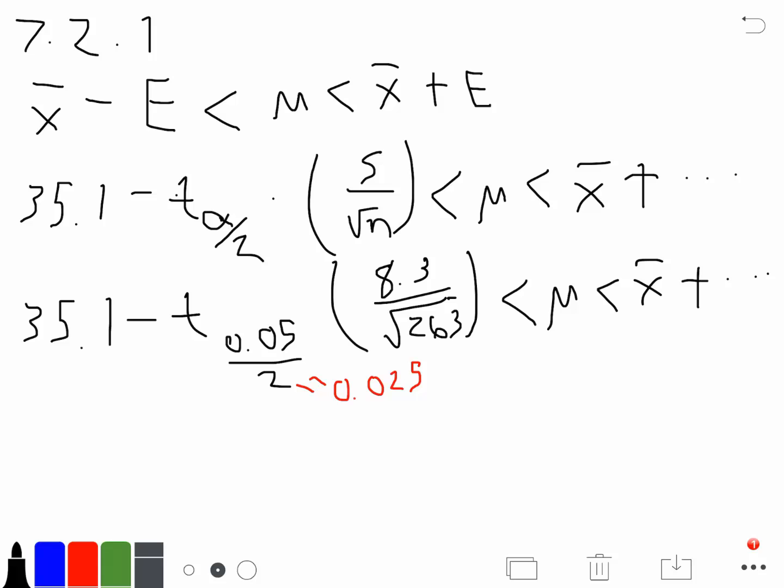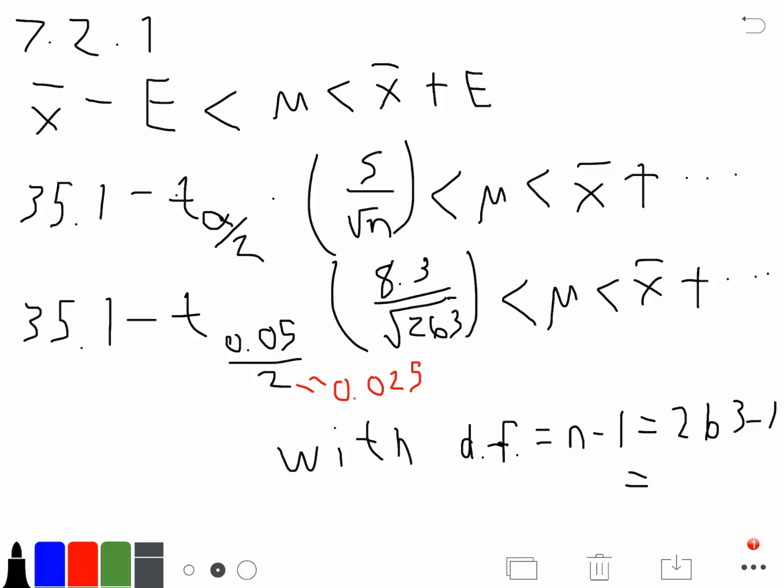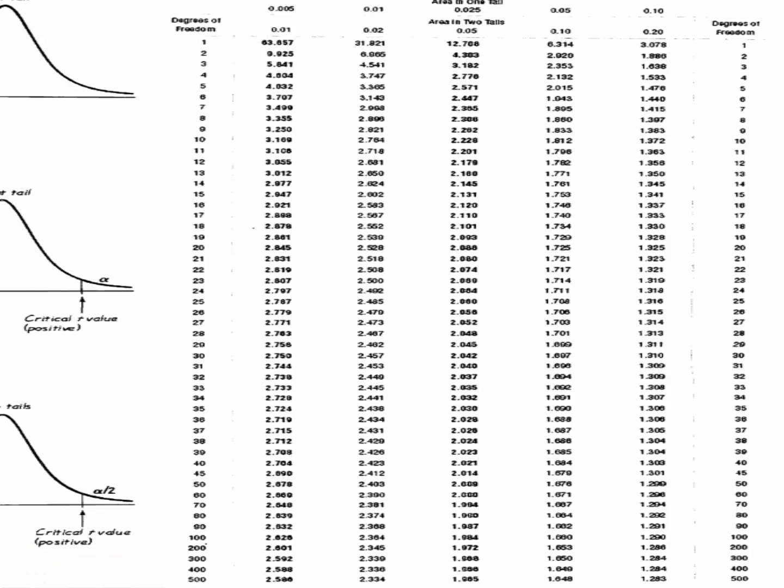We just divided. Now we can look in the t table to find this, but before we go to the t table, we're going to need some degrees of freedom. Our degrees of freedom here would be n minus 1. So that would be 263 minus 1, which is 262. We don't have that degrees of freedom in our table, so we're just going to approximate it, pick the degrees of freedom that's closest to 263. So let's go ahead and look that up in our table and pick the degrees of freedom closest to 262.